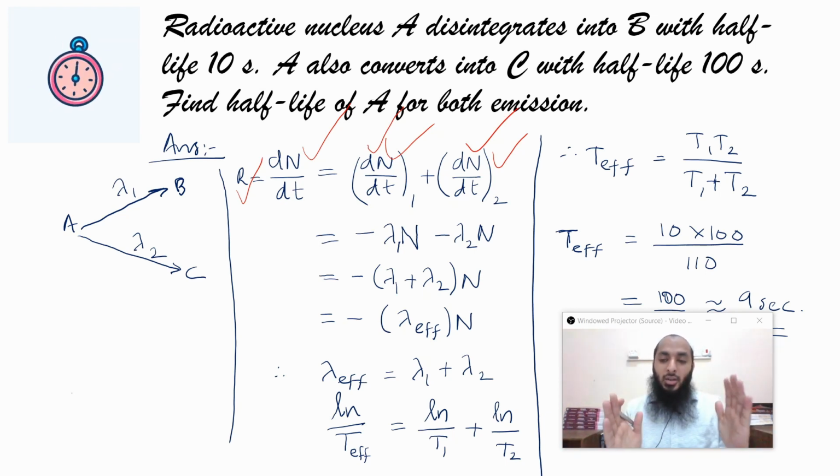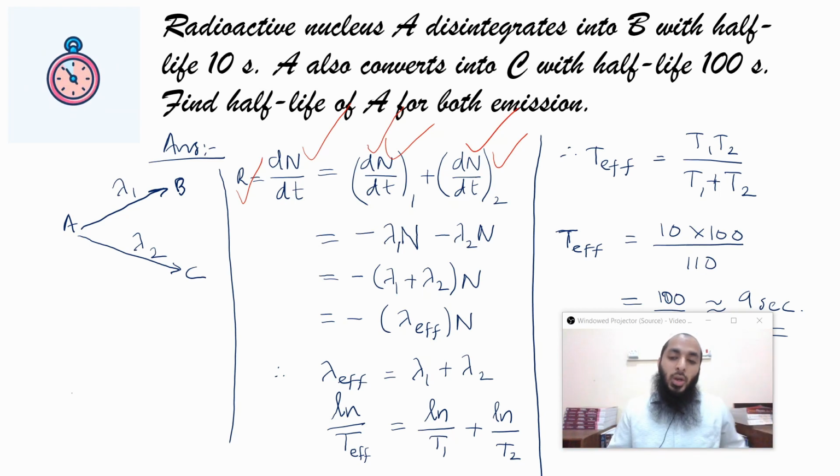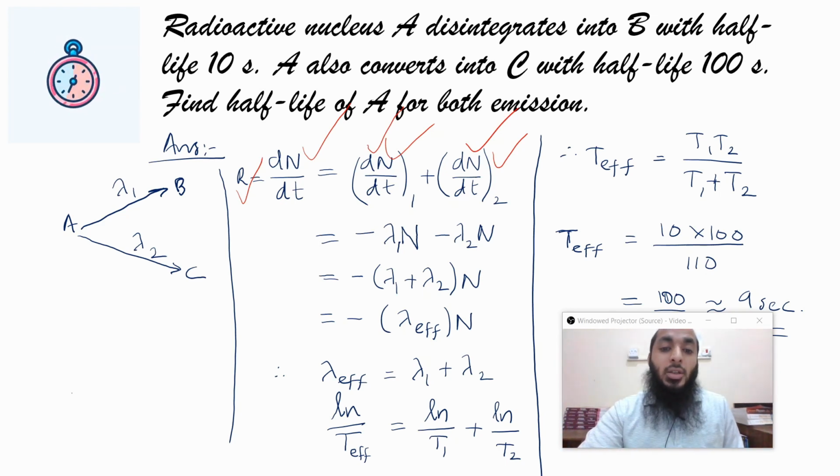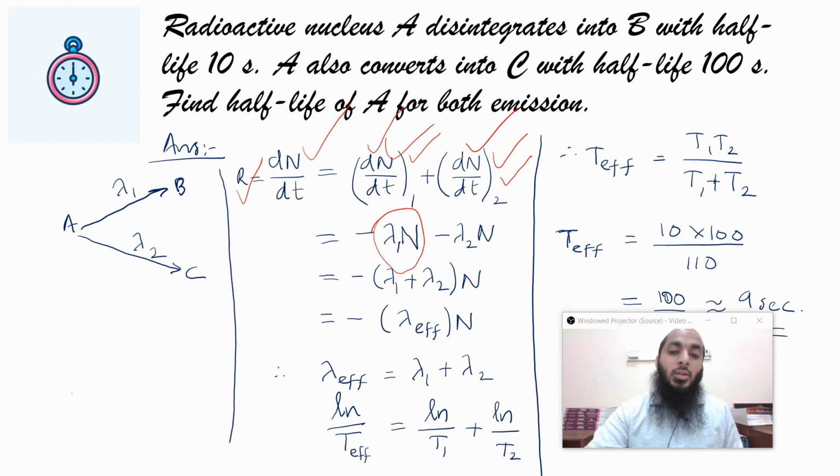You have a container carrying water. There are two holes. So what is the rate at which water is coming out? It is the rate at which water is coming out through one hole plus the rate at which water is coming out through the other hole. So that's what we have written here. dn by dt is equal to dn by dt for 1 plus dn by dt for 2. But we have a very standard equation: dn by dt is equal to minus lambda n. So we have substituted that: minus lambda 1 into n minus lambda 2 into n. Why haven't I written n1 and n2?